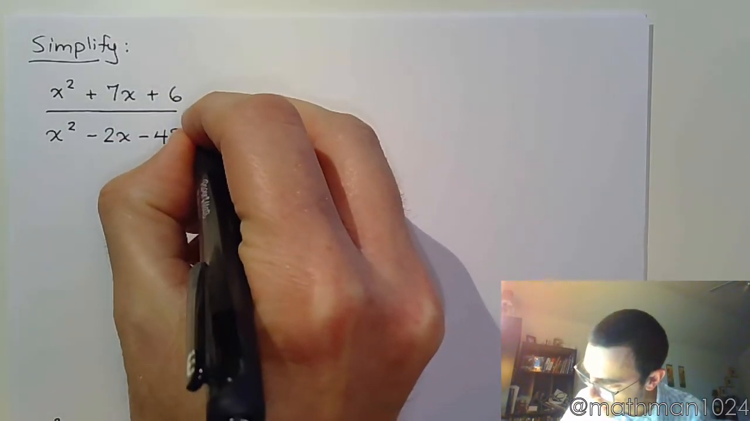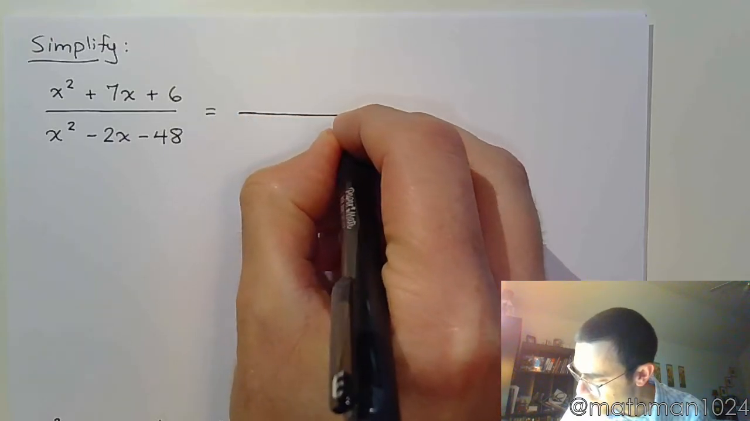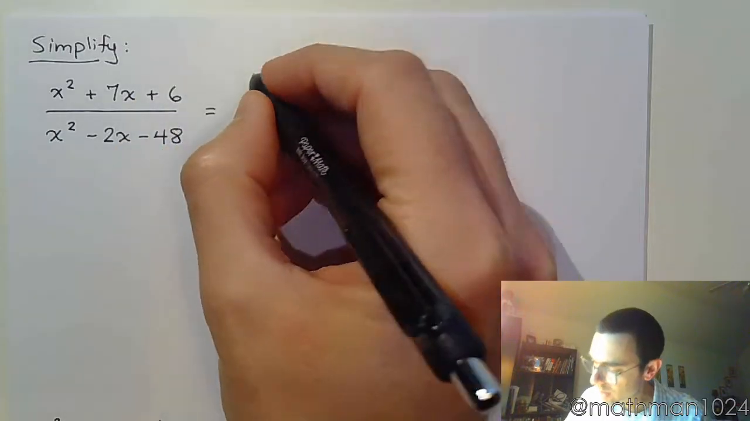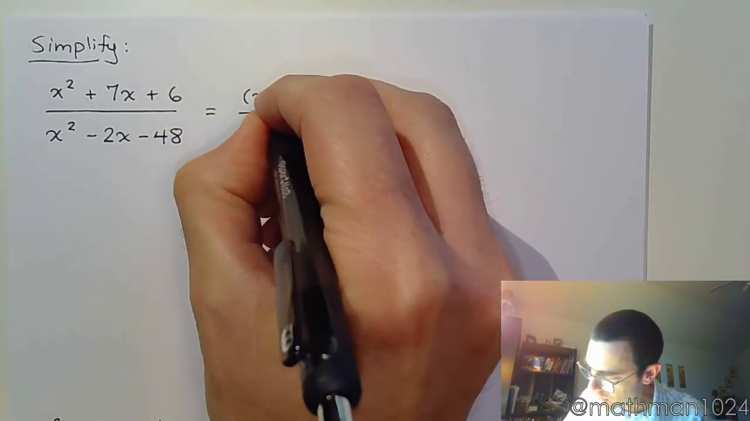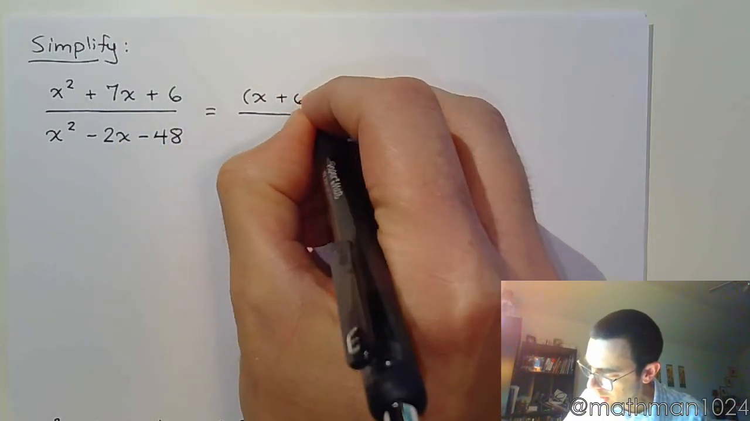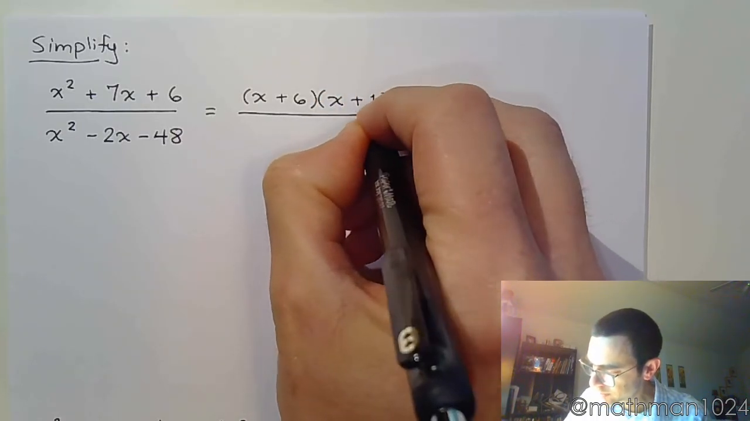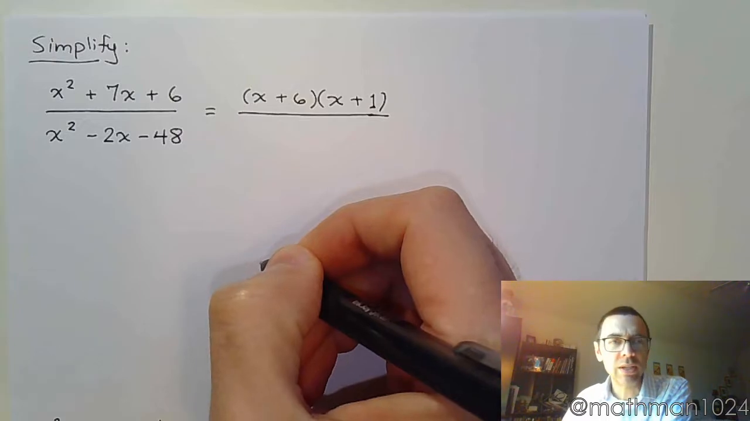So, starting with this numerator, we want to factor this trinomial. So, factors of 6 that add to 7 would be 6 and 1. So this is going to factor as x plus 6 times x plus 1. And then we're going to look at that denominator.